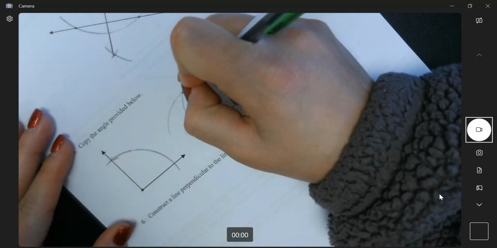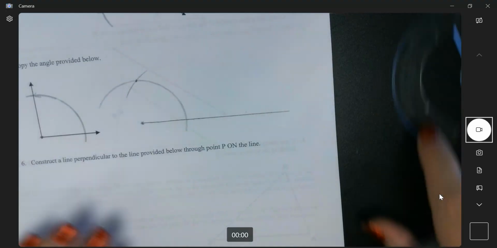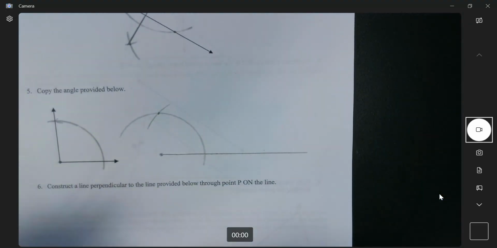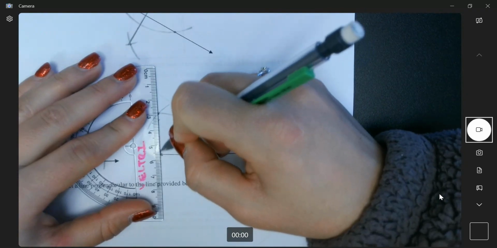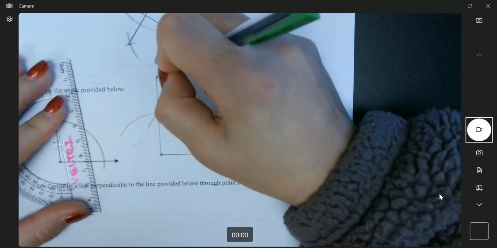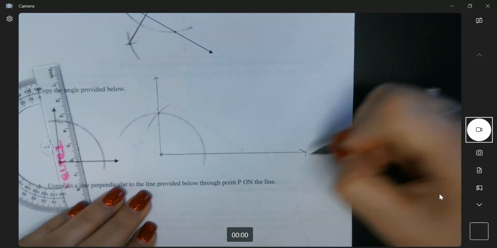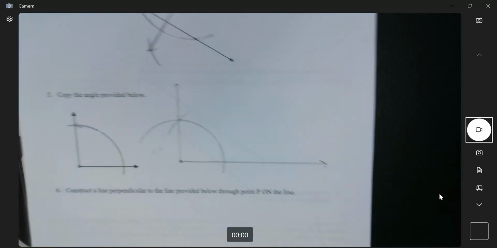Where you do, just make a point there, and then now you can use your ruler to connect these 2 points together. Boom. There's our copied angle.